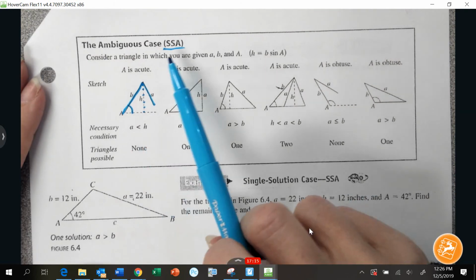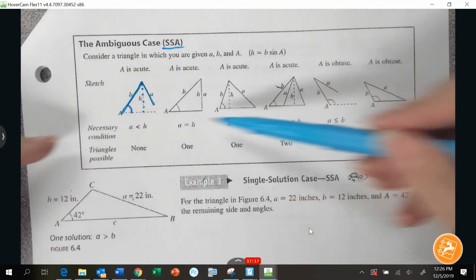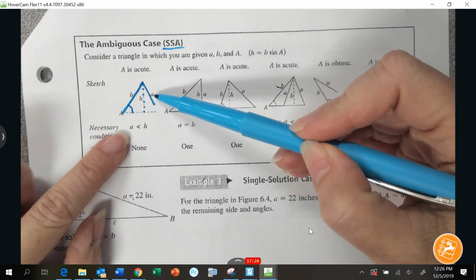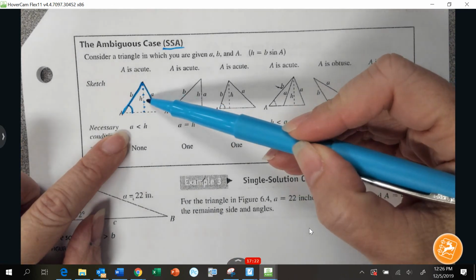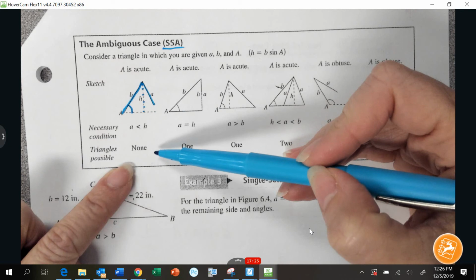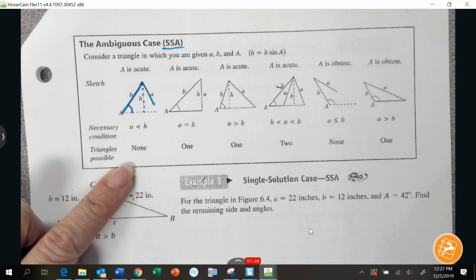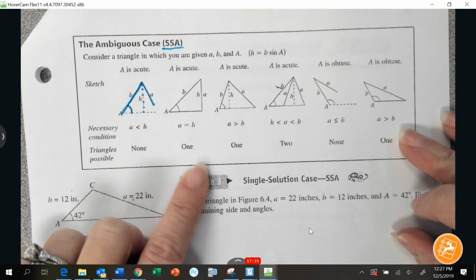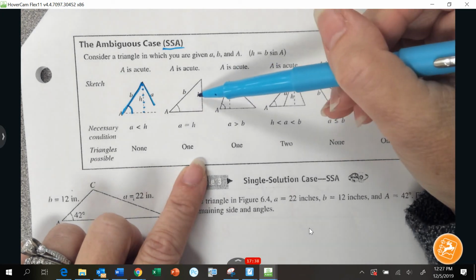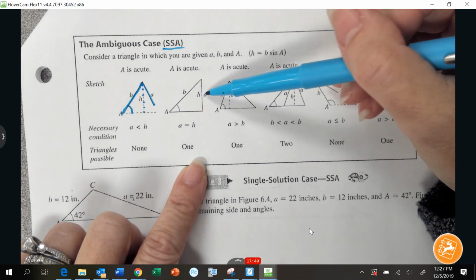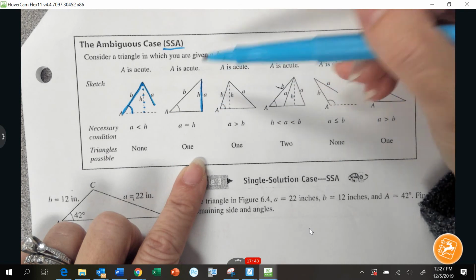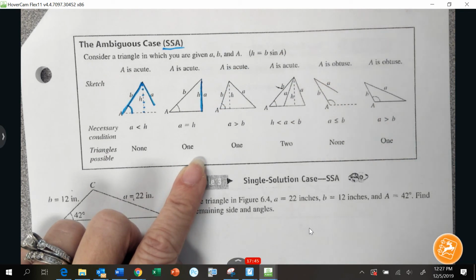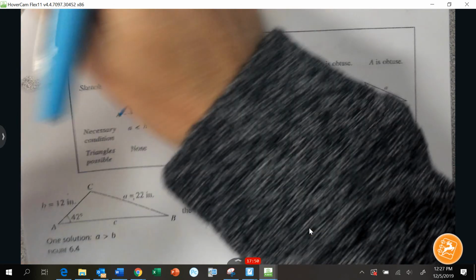So if we have SSA, you have to look at these necessary conditions. If the value of A is less than the height, you will not have a triangle. So you couldn't even solve anything. So you need this information. Will I give you this? Sure. You don't have to have this memorized. If your height and your side A are the exact same thing, you will only have one triangle possibility. And you go ahead and solve it, but there's only one triangle possibility.